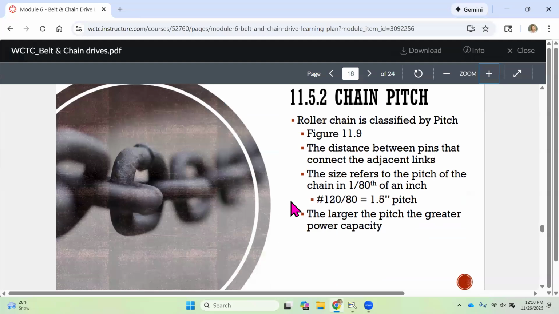Now, chain pitch. We're going to start here with chain pitch. This is where it gets, I'm not going to say confusing, but you just have to be aware of how they call out chain. Roller chain is going to be classified by its pitch. The number of a chain is going to be equal to its size. So for instance, if we're given number 20 chain, that is going to correspond to a size, and it's what we call the pitch.